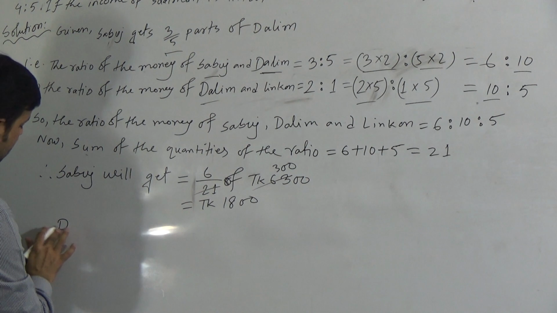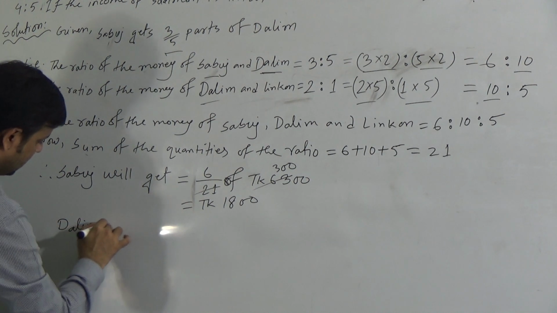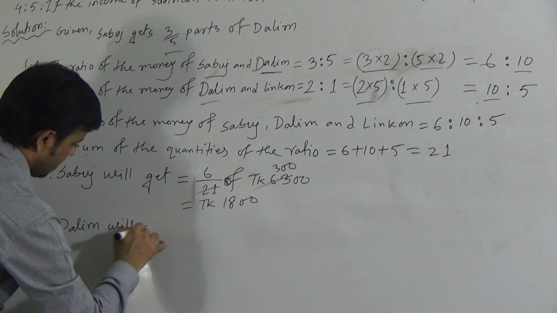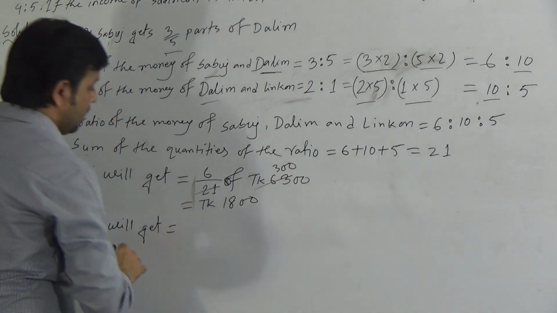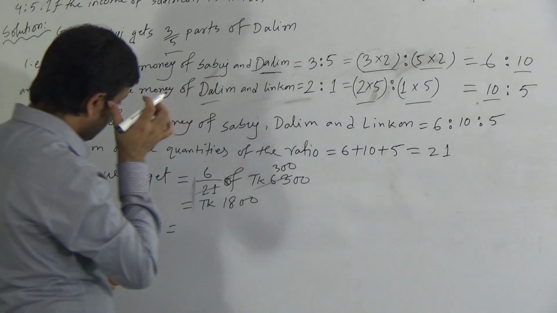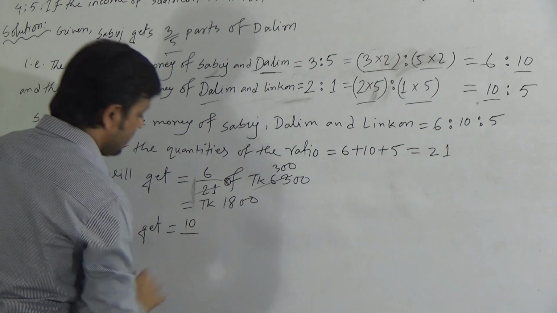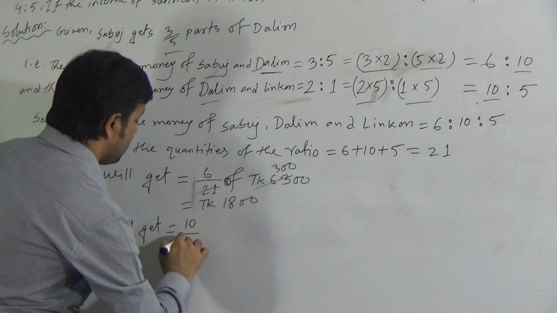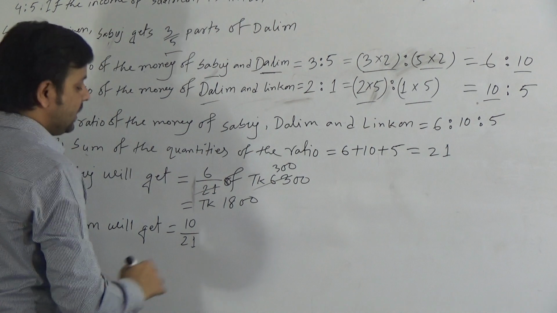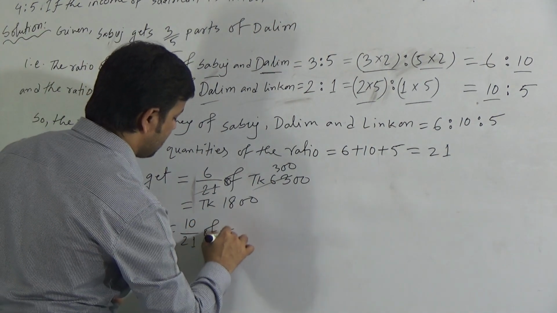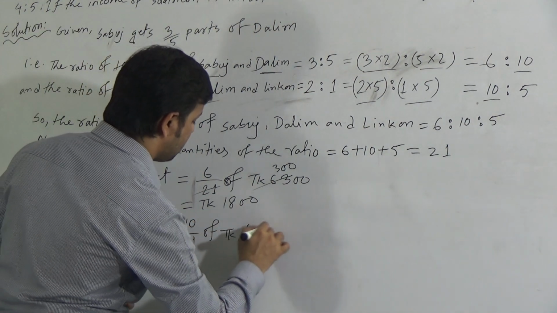Okay, now we can determine Dalim will get, that is equal to, we have to write the quantity of Dalim, 10, in the numerator and the total sum of the quantities in the denominator, of the total amount 6300.